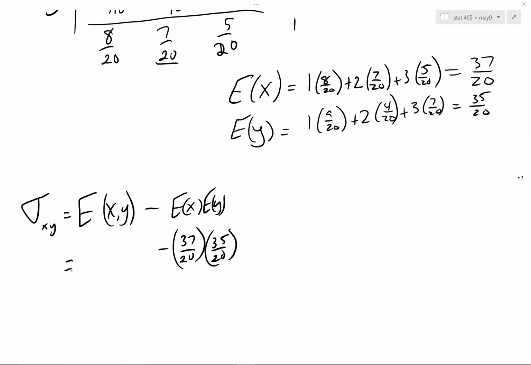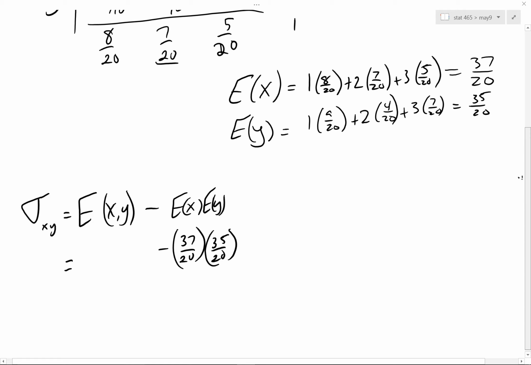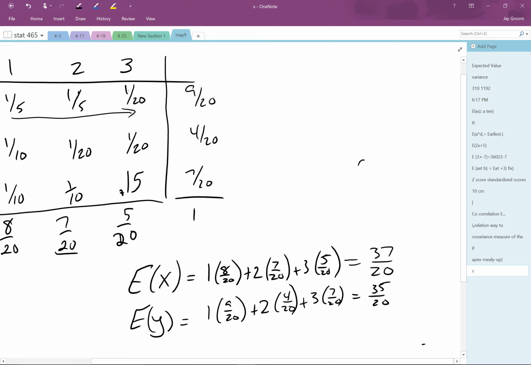Okay. One moment, please. Excuse me. All right, now, to find the expected value of x and y, what are we going to do? Well, we're going to come back up here to our chart if I can find it, because the computer hates me tonight. There we go.